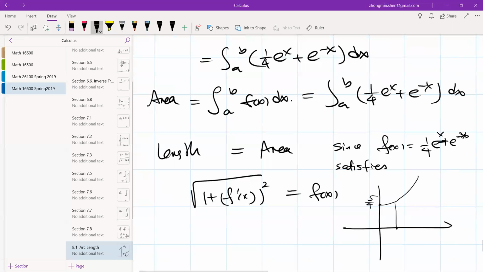I'm talking about not units, just look at the numerical numbers. The area is going to be the arc length. It's a funny curve. So yeah, the area is going to be the arc length.